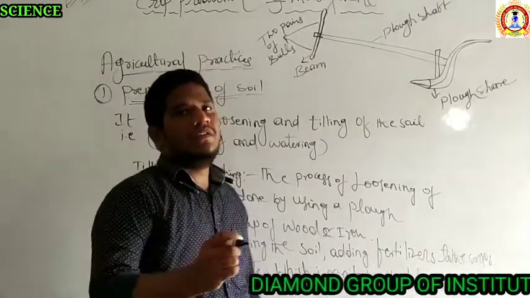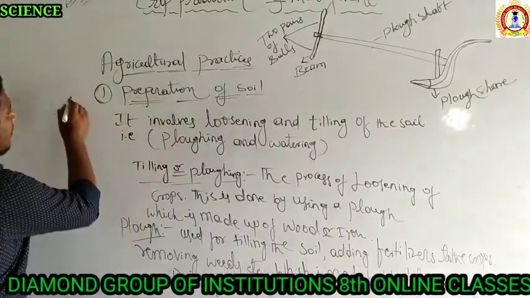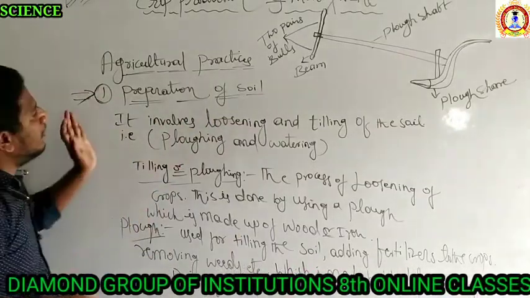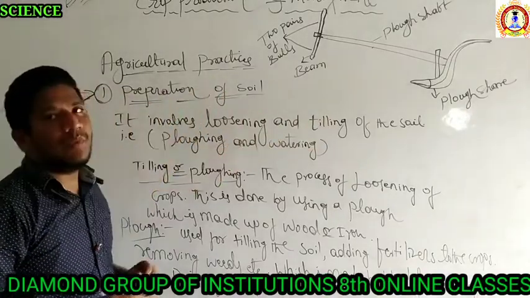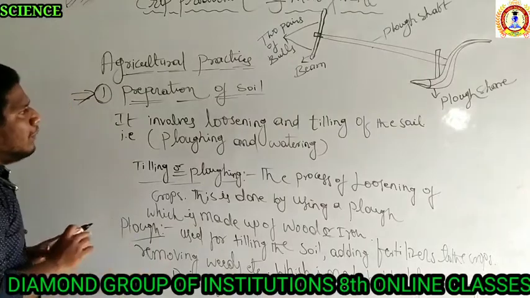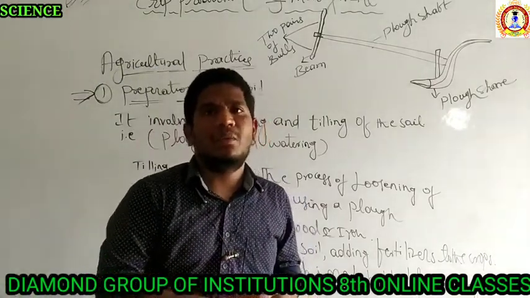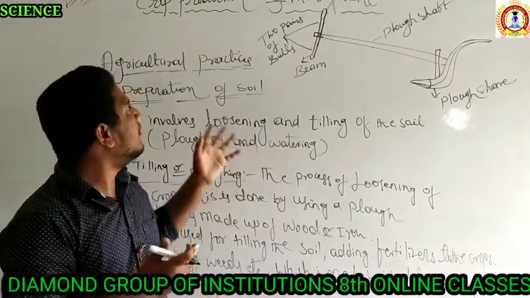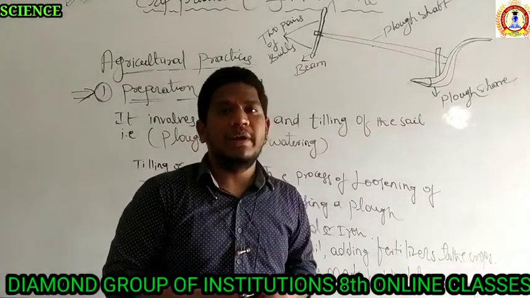So now, students, we discuss the agriculture practices one by one, right? The first agriculture practice is preparation of the soil. Then how do we prepare the soil for crop production? Simple. If you belong to a farmer family, you will understand very easily, because even I belong to a farmer family. I visited many times during the preparation of soil in my childhood.